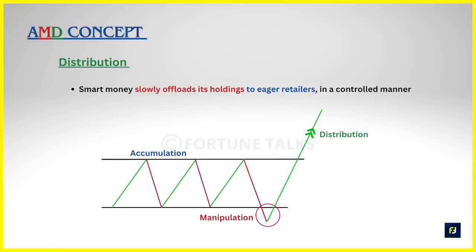Typically in a controlled manner, they distribute their shares to the retail traders who are jumping in, eager to open new positions at higher valuations. This influx can sustain the rally for a while. This AMD concept emphasizes that recognizing these phases is essential for successful trading.